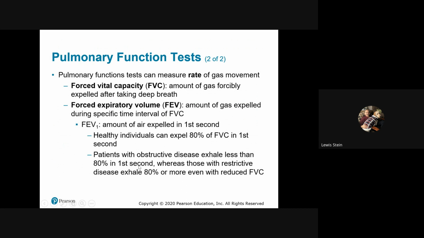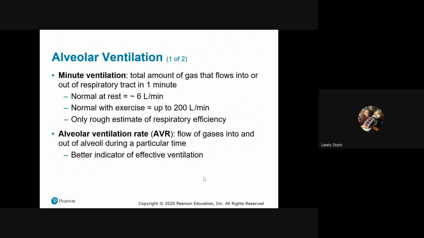Obstructive disease patients can't do it. There's a blockage, something in there that's not allowing it to come out quickly. Restrictive diseases can easily exhale it, even a greater amount. The trouble is that vital capacity is much lower. So we'll do that, and we'll try to take a look at it in the lab.